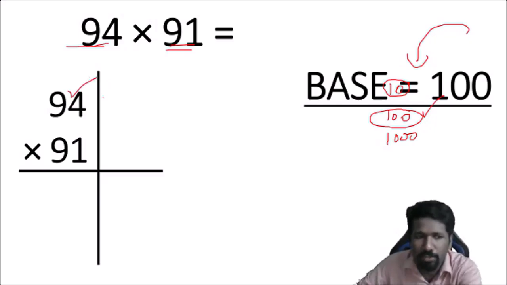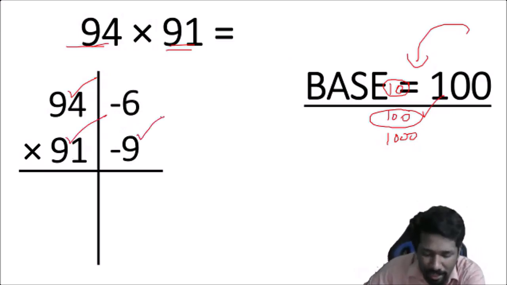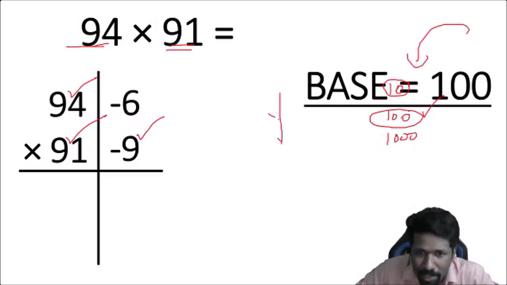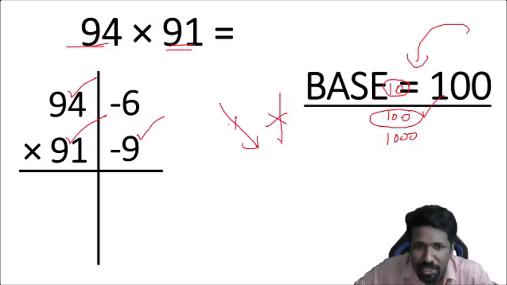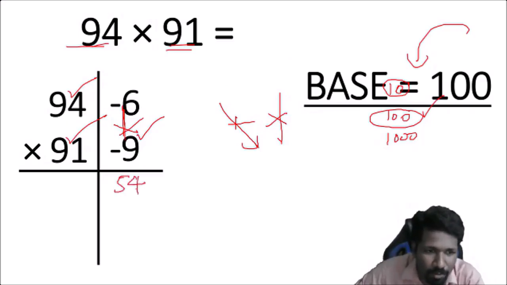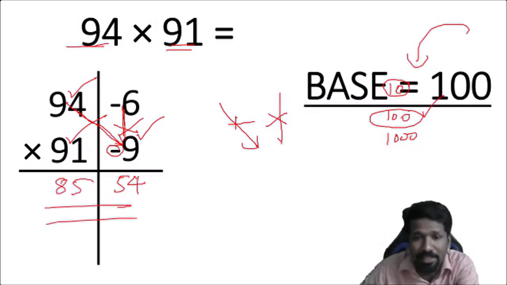94 minus 100 is what? Minus 6. 91 minus 100 is what? Minus 9. So the difference is done. Now vertical multiplication, crosswise addition. Vertical multiplication means this 6 and 9 should be multiplied. 6 into 9, 54. So write it down. 94 minus 9, because here it is minus. So 94 minus 9. 94 minus 9 is what? 85. So 8554.